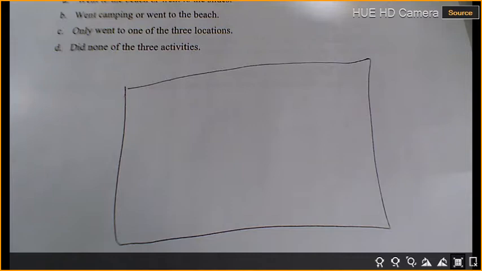A survey was done to see how many people visit the beach, go camping, or go to water slides during the summer months. Okay, so we know we're going to have three things here. Camping.